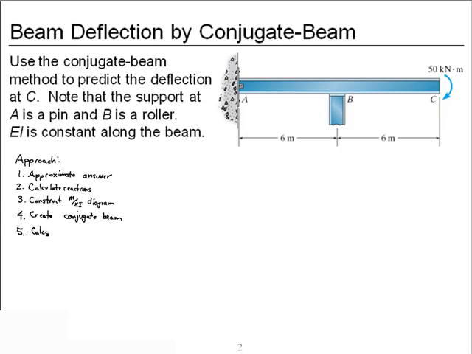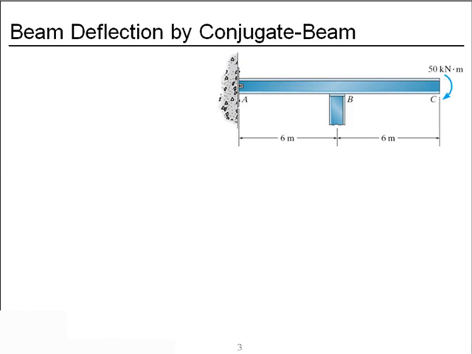And we'll calculate the moment at point C in the conjugate beam, because the moment at point C in the conjugate beam is our prediction of the vertical deflection at C in the real beam. Then we'll compare that answer with our approximation. Let's start by approximating the answer.